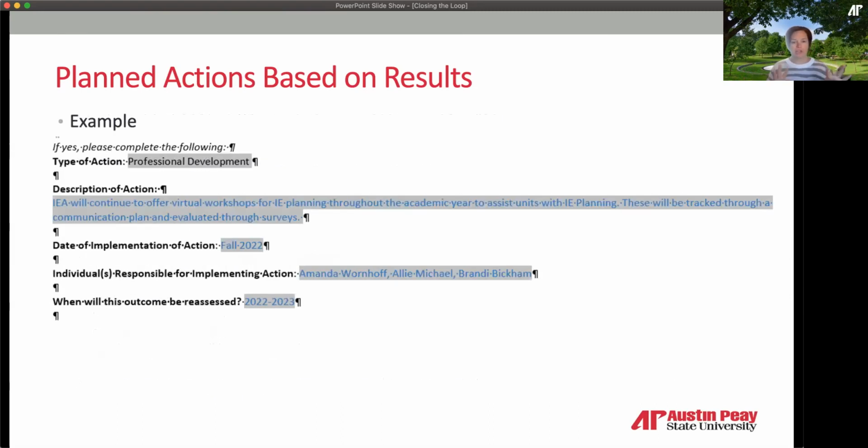So this is a little screenshot of the new form. Allie's going to talk about it in a little more detail, but this is just what I described looks like in the form. So you're selecting the type of action from the drop down. This is an example from our own office. It's made up. We haven't looked at our results yet. Describe it. We say when we're going to implement it. We say who's involved in it. And we select or input when the next time we assess it will be.